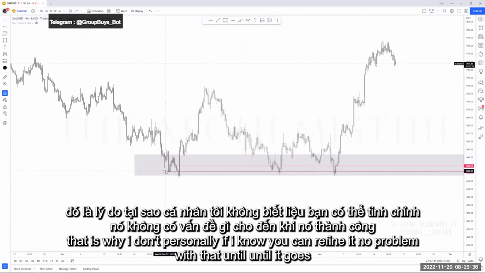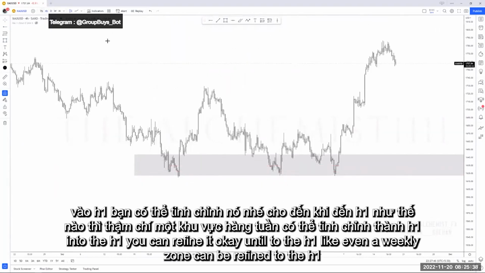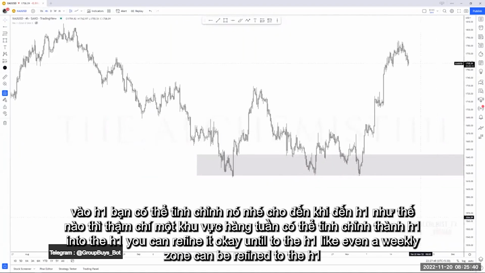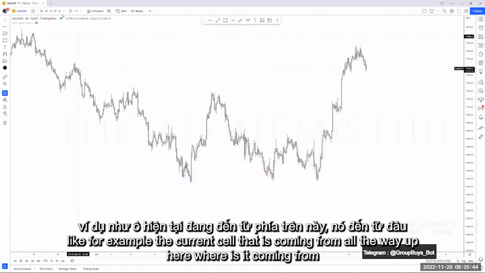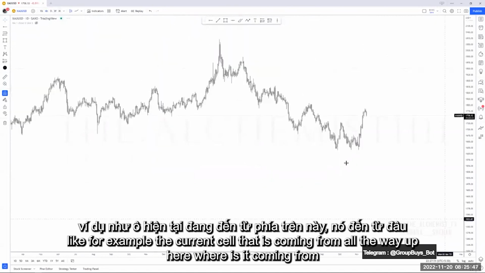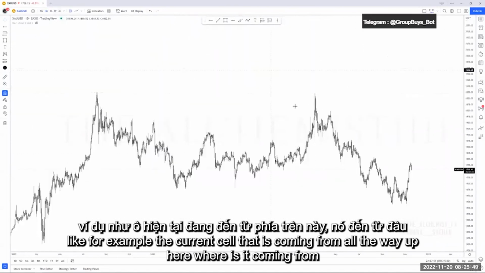Now you can refine it, no problem with that. Until it goes into the H1, you can refine it. Even a weekly zone can be refined to the H1. Like for example, the current sell that is coming from all the way up here. Where is it coming from?